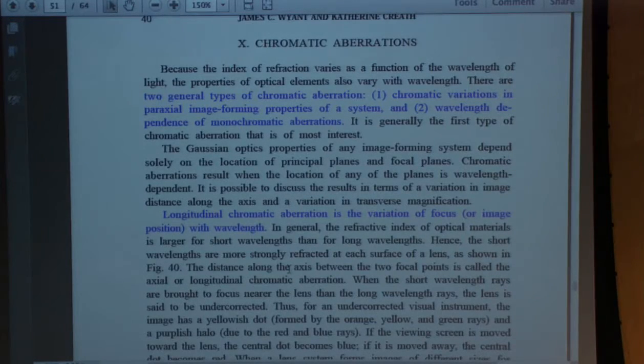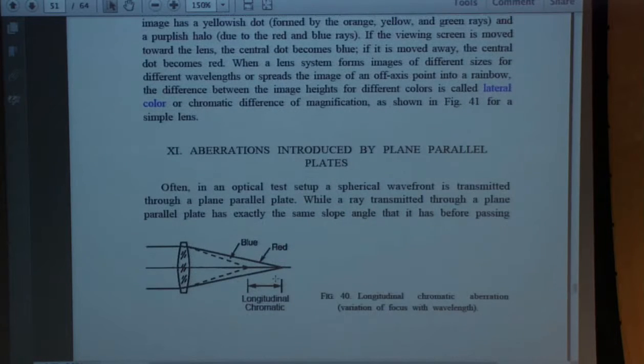We have the longitudinal chromatic aberration. So the focus will depend upon the wavelength. And typically the index is higher for shorter wavelengths, and so with a singlet like this, the blue would come to focus in front of the red. So it bends the blue light more than it does the red.